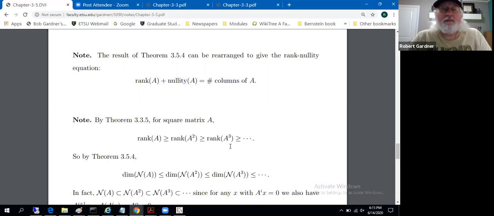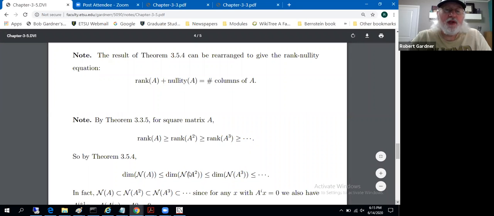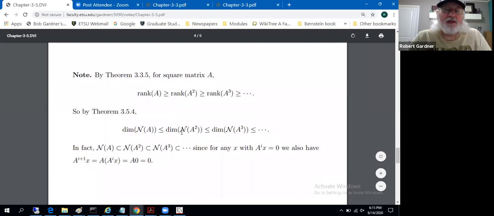But the rank is getting smaller and smaller, greater than or equal to, greater than or equal to. So the rank decreases as we raise that matrix to powers, and the rank plus the nullity is constant. Well, if this one is getting smaller, this one must be getting bigger. The nullity must be getting bigger. That is, the dimension of the null spaces must be getting larger as we take that matrix A and raise it to powers.